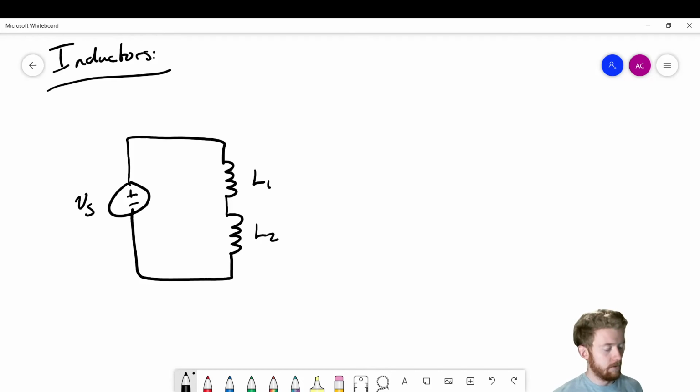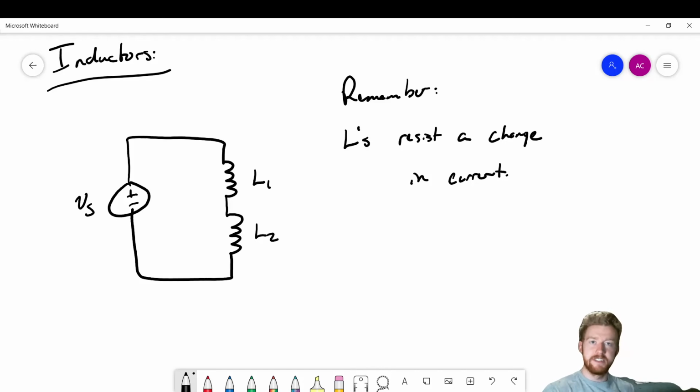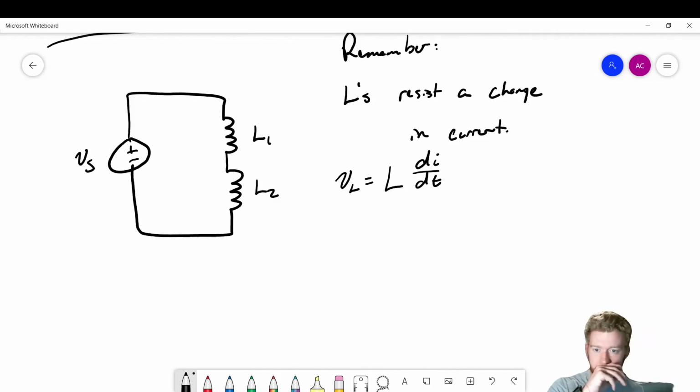Okay. So now, one thing we need to remember is that inductors, so L's, resist a change in current. So if these inductors don't have any current flowing through them initially, they're going to resist that change in current. And then the next thing we need to know is that VL is equal to L di/dt.